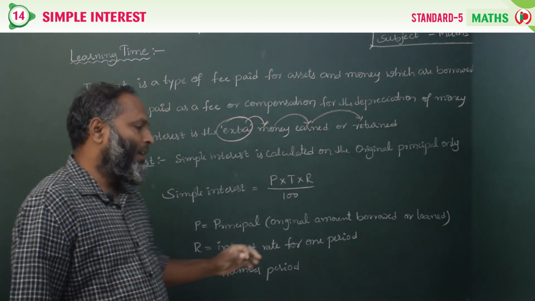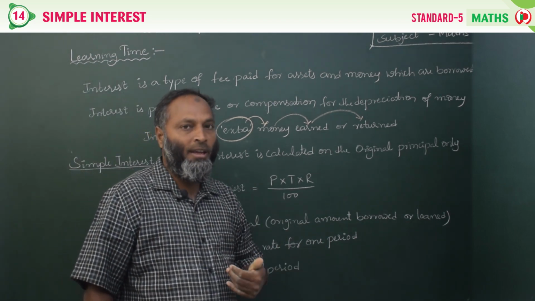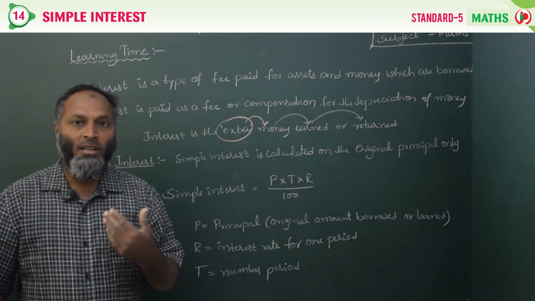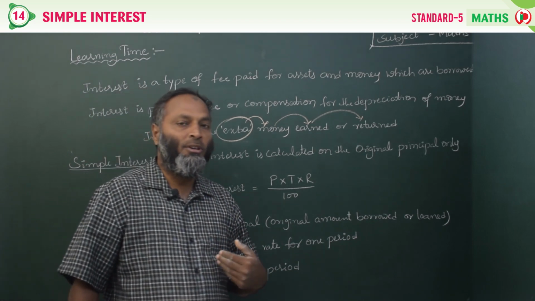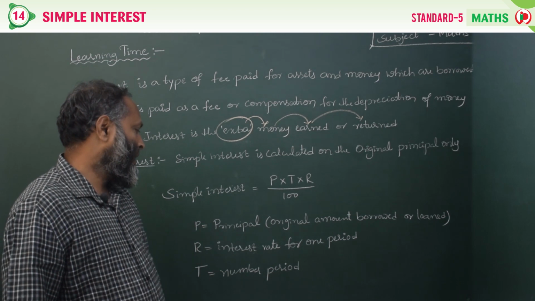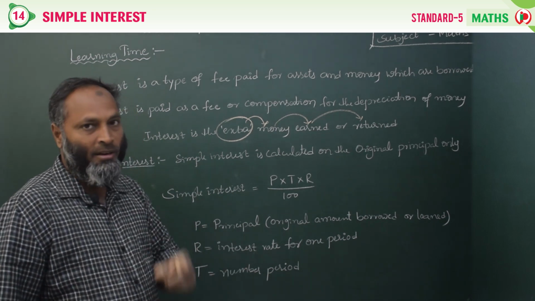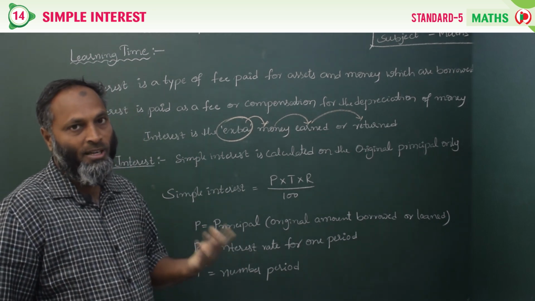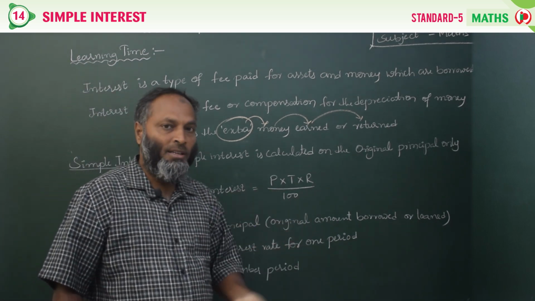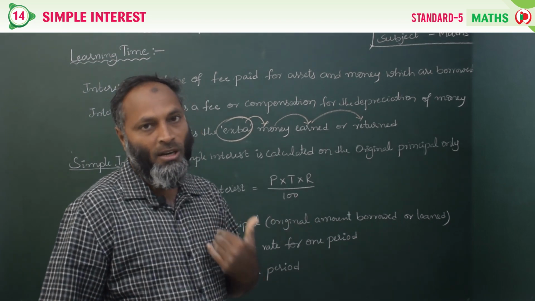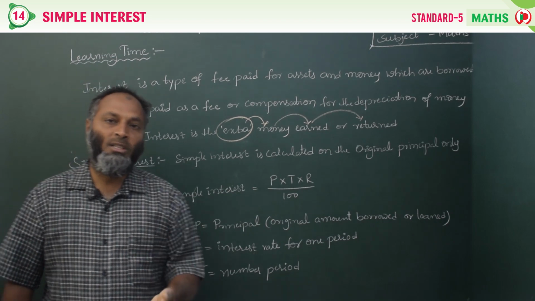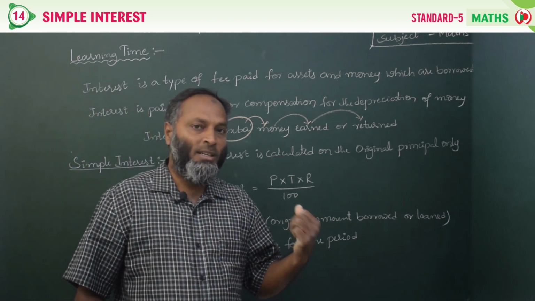Then R, rate of interest. At what rate are we taking? Say 2%, 3%, 4%. How much percent? For how much percent are we taking the amount as interest? That rate of interest is R, the interest rate for one period. The period could be 3 years, 4 years, 1 year, 6 months, whatever. T is the number of periods, that means the time period. For how much time did we take the loan? We took the loan for 1 year or 6 months or 3 years, whatever. That is our T.